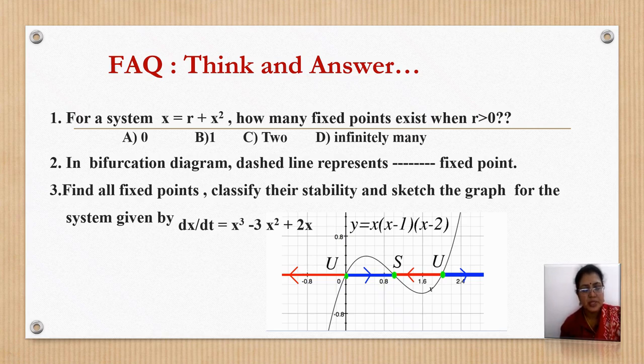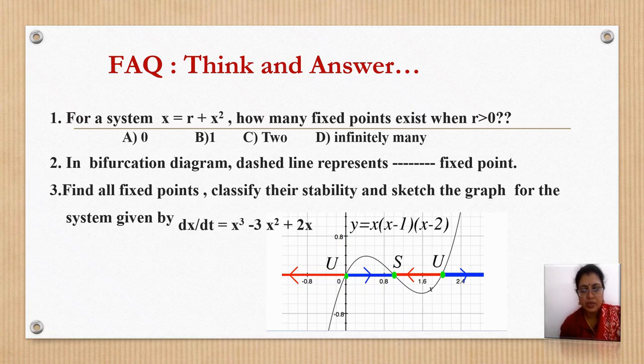Now find all the fixed points for a system described by the equation dx by dt is equal to x cube minus 3x square plus 2x, classify their stability and sketch the graph. So the trick is to rewrite the equation as x cube minus 2x square minus x square plus 2x. Then you can take x out and write the equation as x into x minus 1 into x minus 2. So from this you can get the fixed points as 0, 1 and 2. When you plot the curve, when the graph is greater than 0, you mark the arrow towards the right. When it is less than 0, you put the arrow towards the left. So you can identify stable or unstable fixed points.